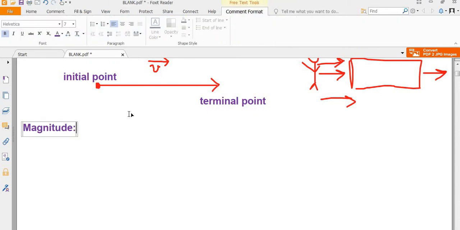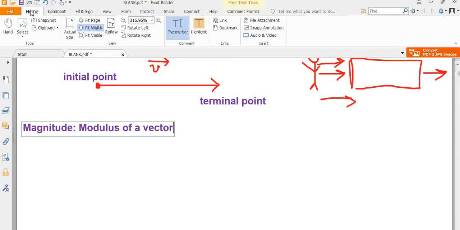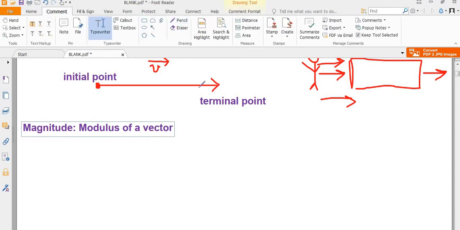Let me just write that down. By magnitude, we talk about the modulus of a vector. Now, how do we represent that? In mathematics, modulus is represented by keeping the variable in between two vertical straight lines like such. So if I write V with an arrow above it, inside the two lines, this is the magnitude or the modulus of a vector.